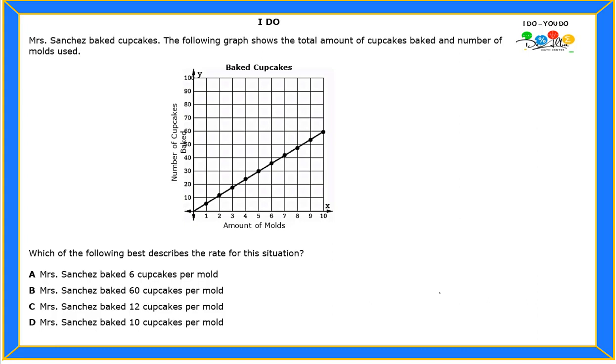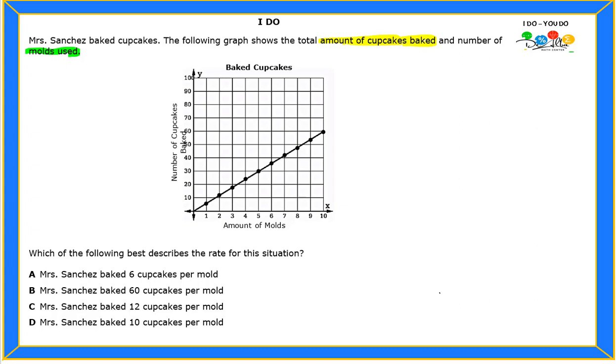Okay, so let's see what they are comparing here. Well, it says that Mrs. Sanchez is baking cupcakes, right? And it's giving you some kind of graph for you to compare how many she bakes and the number of molds that she uses. Is that correct? So this one says the amount of cupcakes that she bakes, and the second thing is the number of molds that she used. Okay, so let's look at the graph.